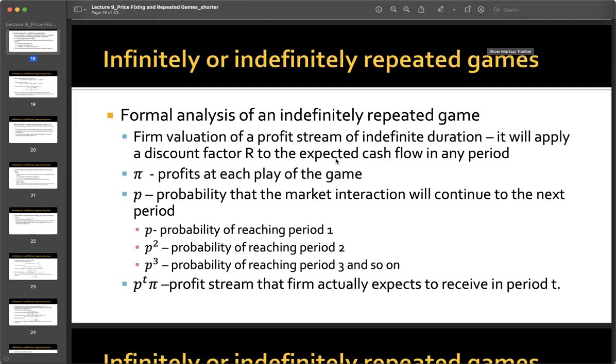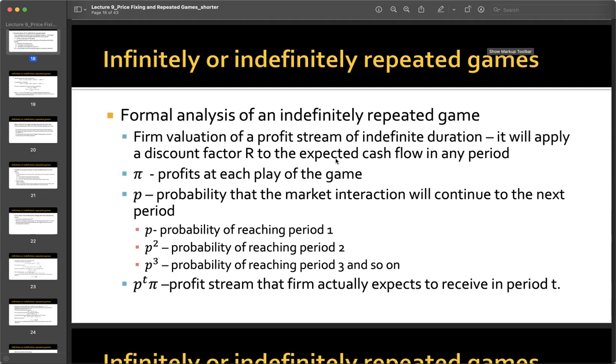So profits are profits at each play of the game. Okay, so there'll be a pie. Again, this game will be infinitely repeated, so you can imagine these profits to be coming in every period, indefinitely or infinitely. P is the probability that the market interaction will continue to the next period. So P is the probability of reaching period 1, P squared, reaching period 2, and so on. So P raised to the T times pi is the profit stream that the firm actually expects to receive in period T.